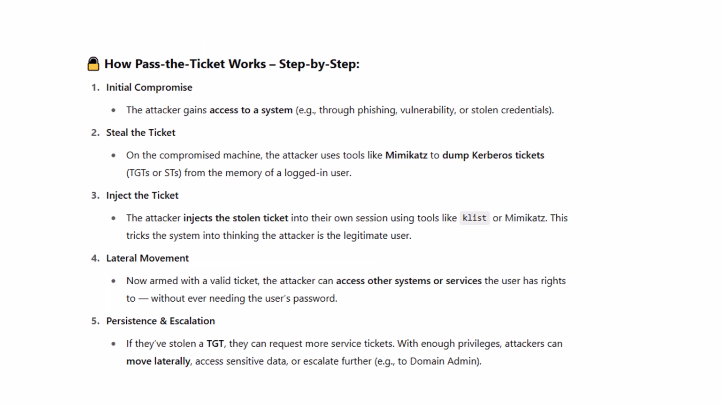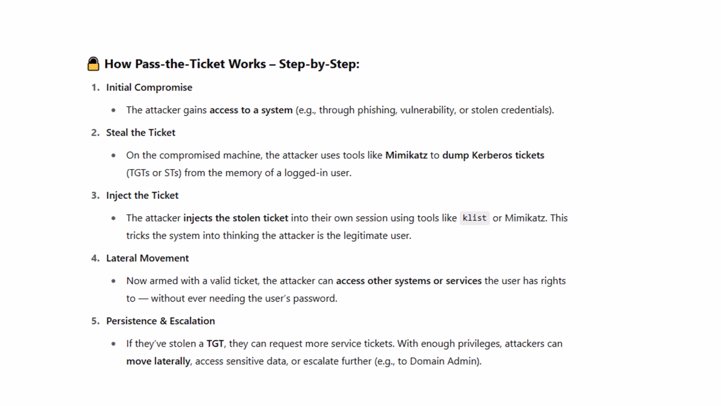So how does pass the ticket work? So first you have the initial compromise. And the initial compromise is the same usual suspect, right? The attacker gains access to a system either through phishing or vulnerability or stolen credential. These are the three main methods of getting access to a system.